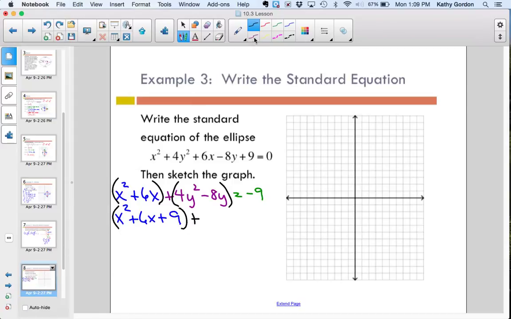Now, what about with the y's? What am I going to have to do to complete the square for that? You factor out 4. We got to factor the 4 out first. And remember, we have to factor it out of both y terms. Because in order to take half of the linear coefficient and square it, we have to have a leading coefficient of 1.